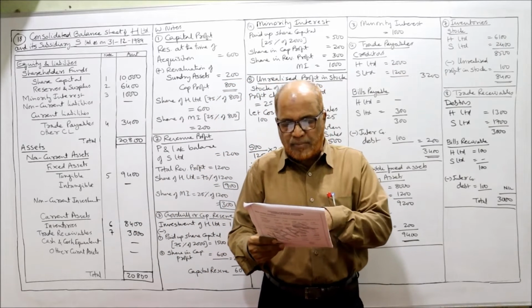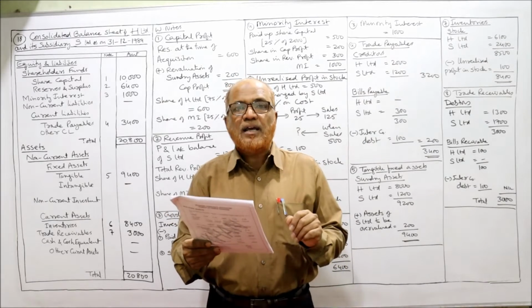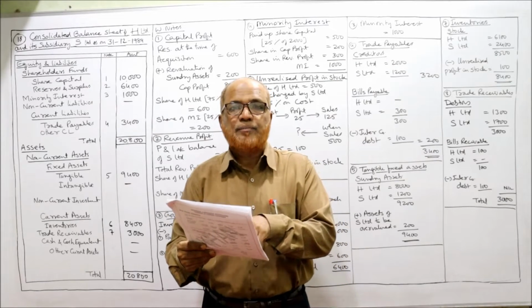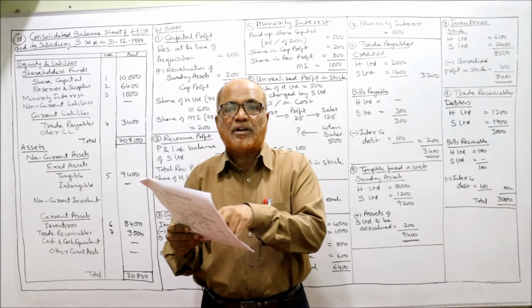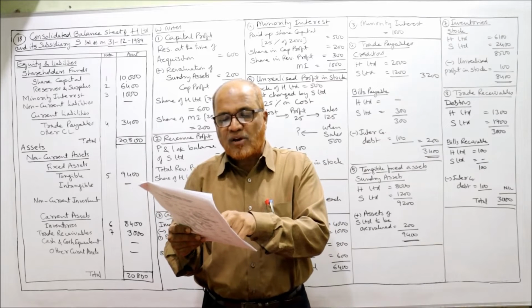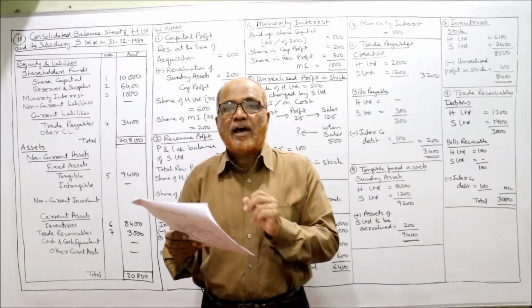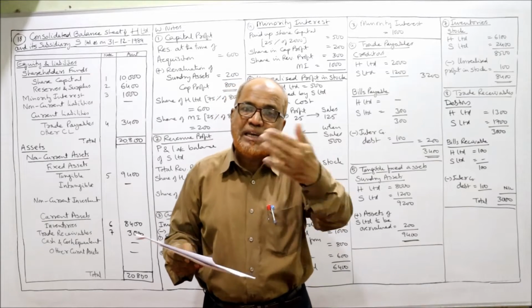Sundry assets of H Limited are undervalued by rupees 200. Sundry assets of S Limited. There is a printing mistake there. Here it is given sundry assets of H Limited. Make it S Limited. There is a printing mistake. Sundry assets of S Limited are undervalued by rupees 200. So sundry assets are undervalued. Now we have to increase it.